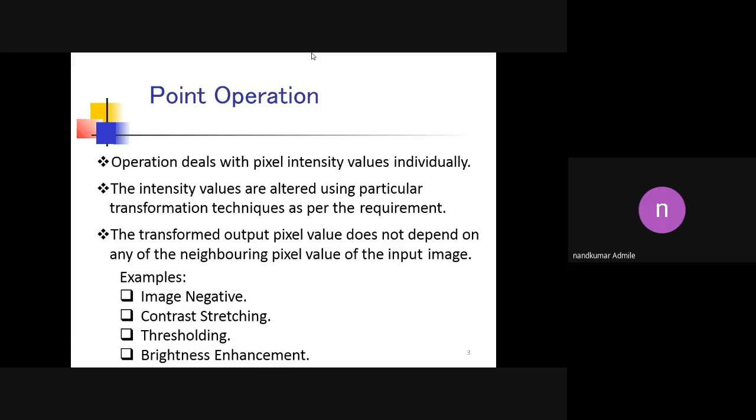As the points move from the 0 position to the 255 position, the intensity level increases. Why? Because we can represent 0 as black, right? And the maximum pixel value is represented as white. That concept we can study in contrast stretching. As we change the point value, from 0 to 255, the intensity of that particular image also changes.